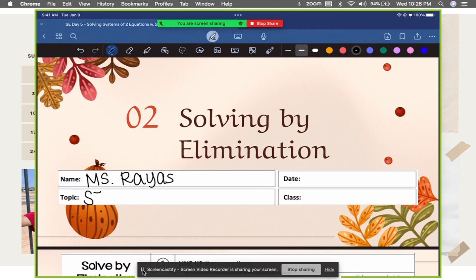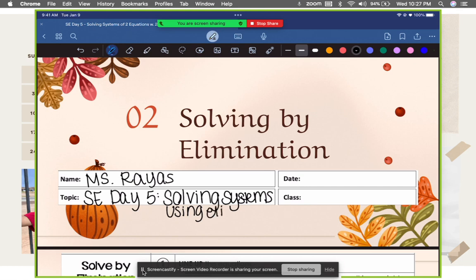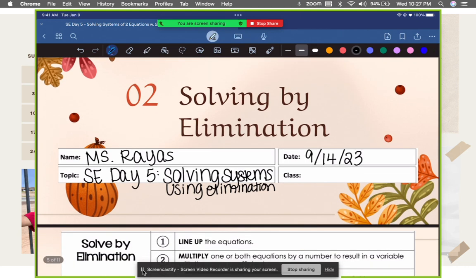The topic is SE Day 5, solving systems using elimination. Okay, hopefully you guys can fit it all in the one space. I just can't because I write really big. And then of course please make sure that you write the date and your class period, whichever that may be, whether you're watching this first, second, third, fourth, fifth. I don't have fifth, but sixth, seventh, eighth.